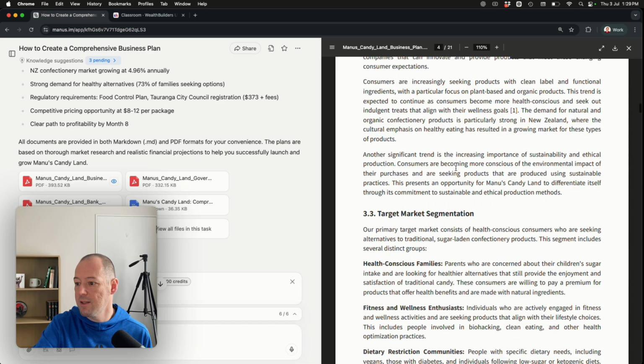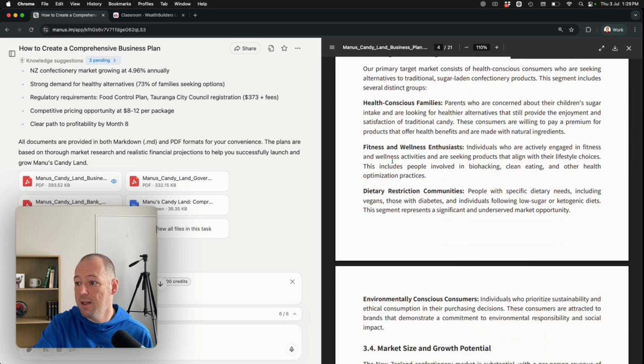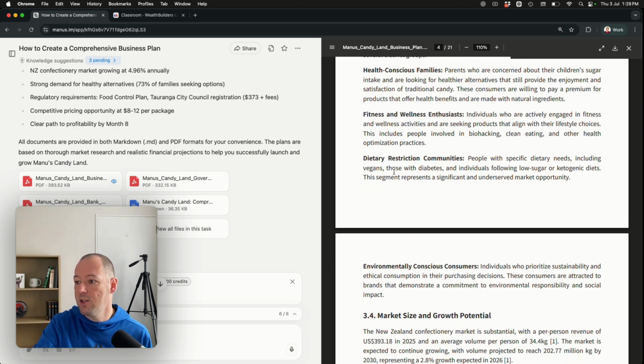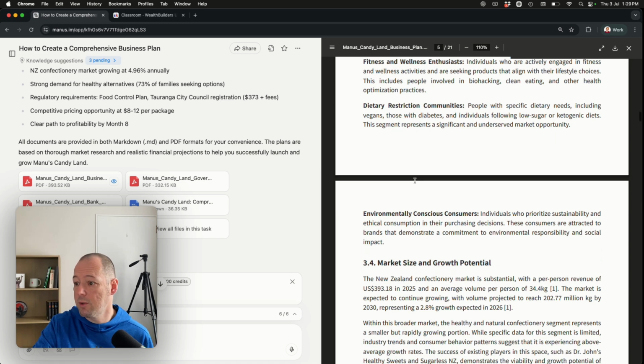So you see, it helps me really with that market analysis, gives me an overview of the market, customer preferences, target market segmentation, like health conscious families, fitness and wellness enthusiasts. And if you're like me and you're buying all this fitness and health stuff, you know it's always like 3 or 4 times pricier than the other alternatives. Then dietary restriction communities, very important as well in a world where more and more people get diabetes and stuff like this. This is something very powerful to consider.